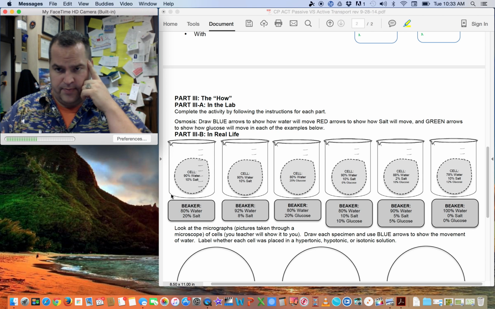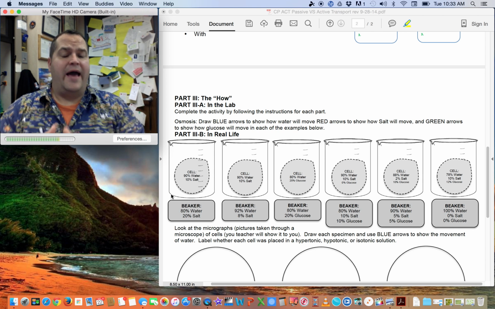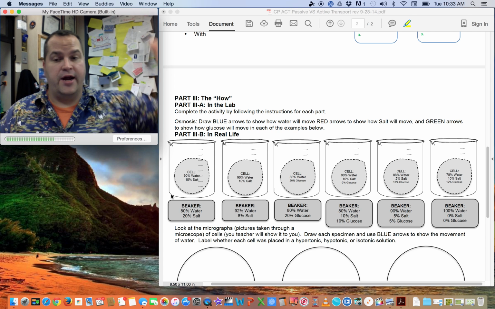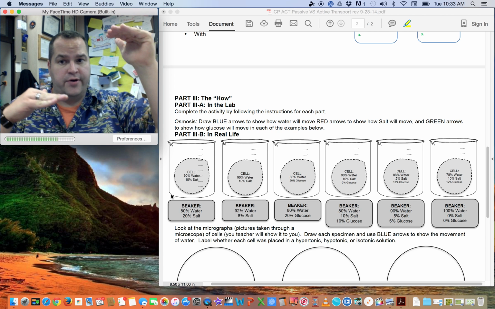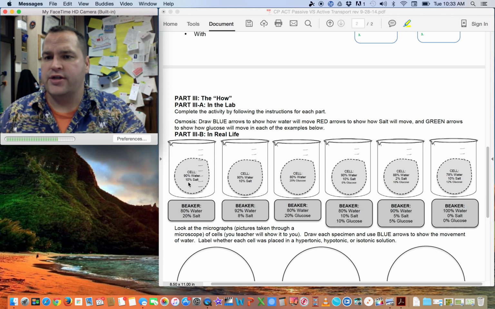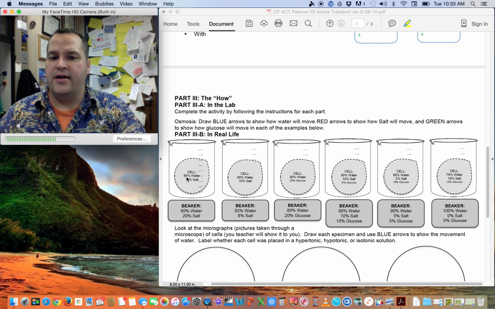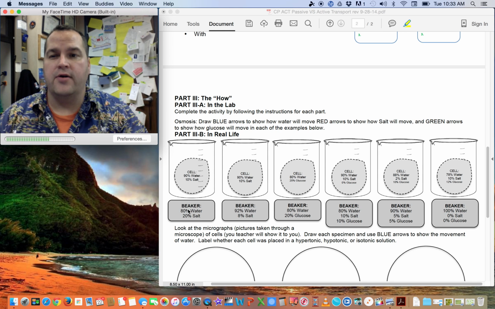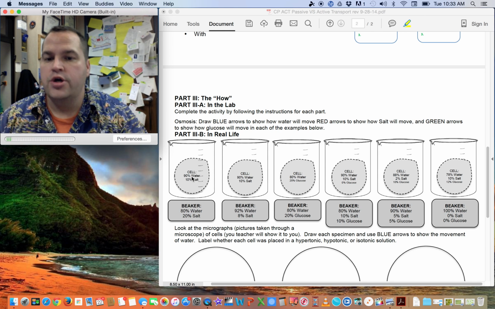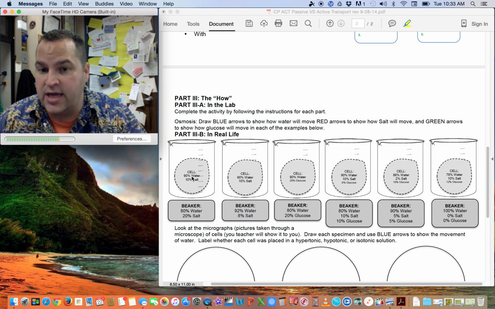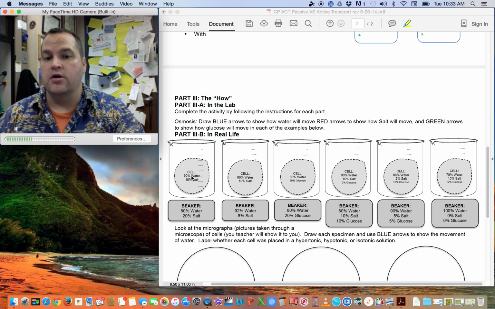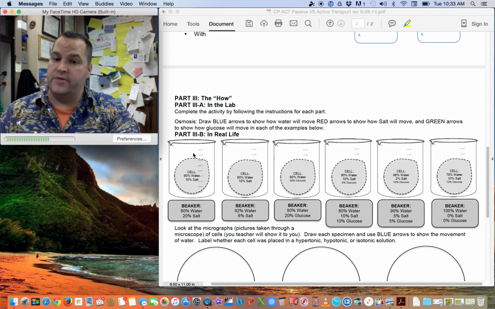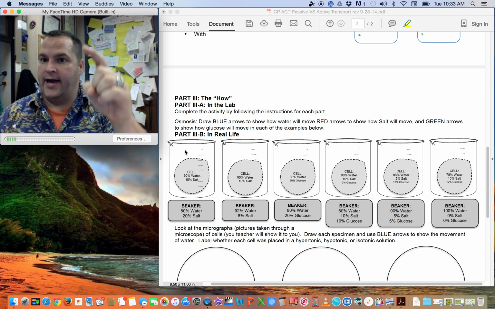Here's how you would think about this. Remember, for passive transport, things are going to go from an area of high concentration to an area of low concentration. So let's take the first one, for example. Here, the cell has 90% water. The beaker has 80% water. Water is going to go from high to low, so that means it's going to go from the cell into the beaker. So I would draw my blue arrow from the cell into the beaker, going out.